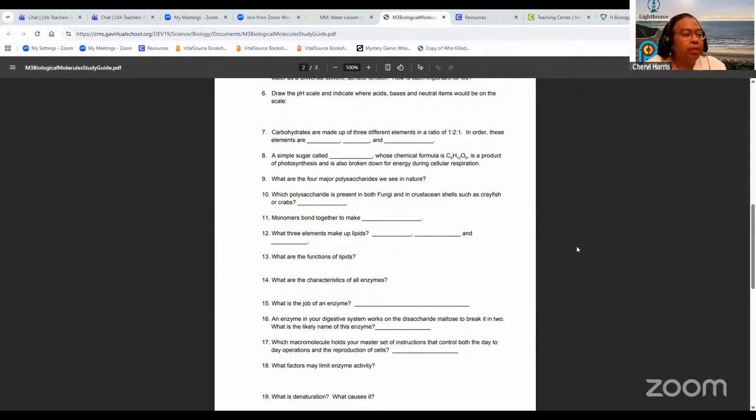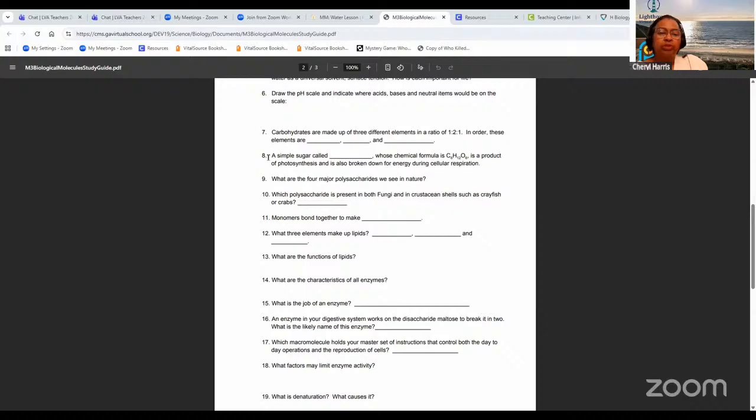All right, I am back. All right, carbohydrates are made up of three elements in the ratio of 1 to 2 to 1. What that means is most of them are made up of carbon. So there's one carbon, there's two hydrogens, and one oxygen. So it'd be carbon, hydrogen, oxygen is the order you want to put that 1 to 2 to 1.